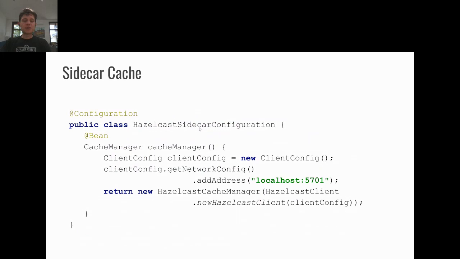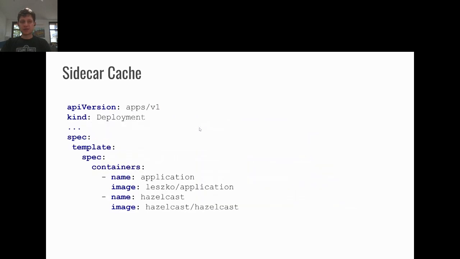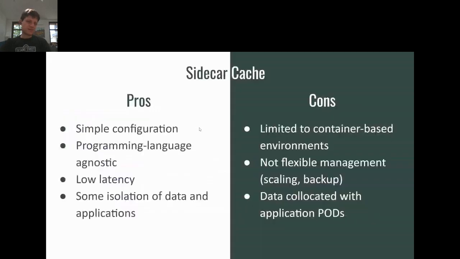How can your Kubernetes configuration look like? You need to have in your pod two containers. One is our application, so this is custom, this is your business logic. And the second one is a cache server, which is always the same. So you see, it's very simple.